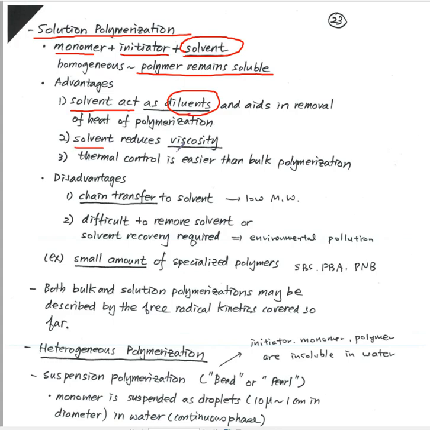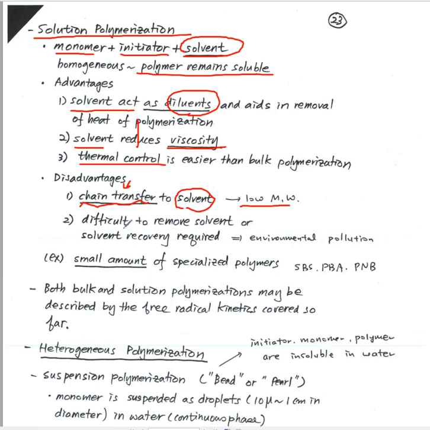And also solvent reduces viscosity. We don't really need to worry about gel effect even at high conversion. So thermal control is easy. But the problem is, since we use solvent, chain transfer reaction can occur to solvent, right? And we learned that if chain transfer occurs frequently, then it's not easy to make high molecular weight or long chain polymers, right?